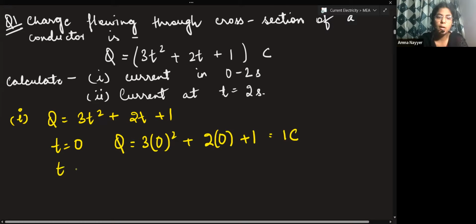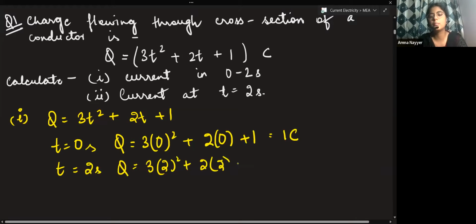Fine. Now at t equal to 2 seconds, charge is what? Put t equal to 2 seconds. So you have 3 into 2 square plus 2 into 2 plus 1. So this becomes 4, 4 into 3 gives 12. This is 12 plus 4, you have 16, and here it is 17. 17 coulombs.